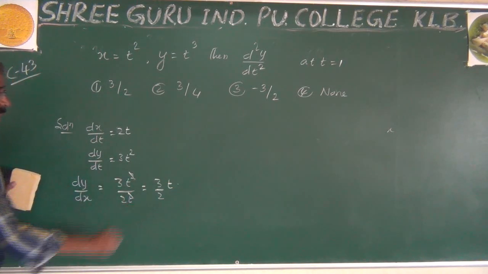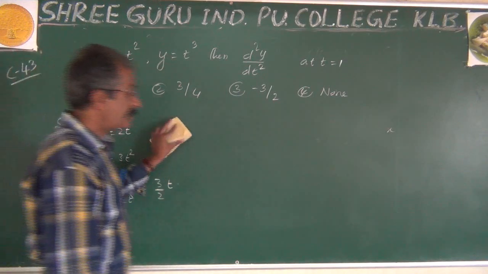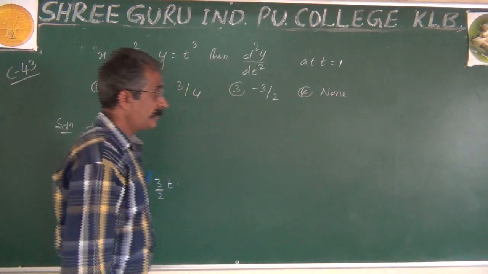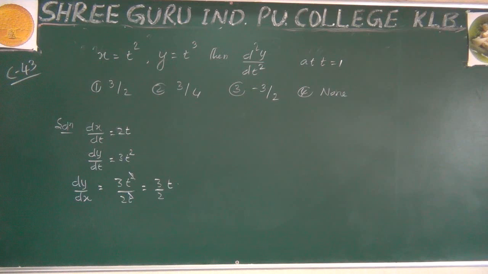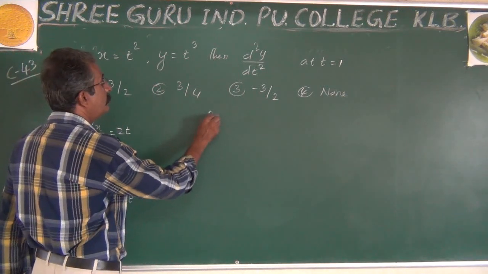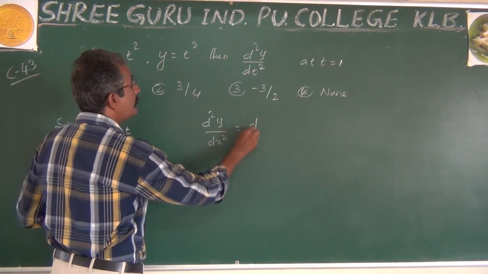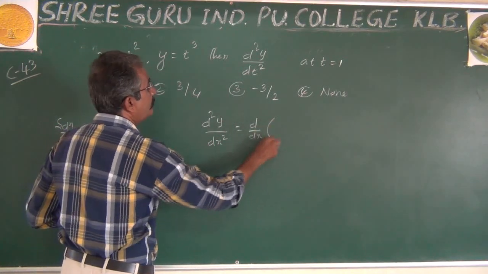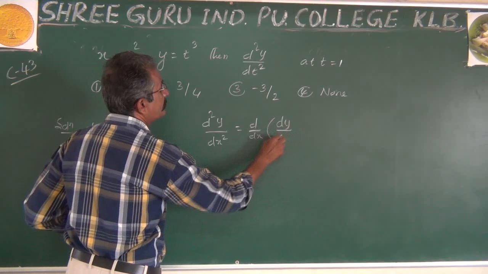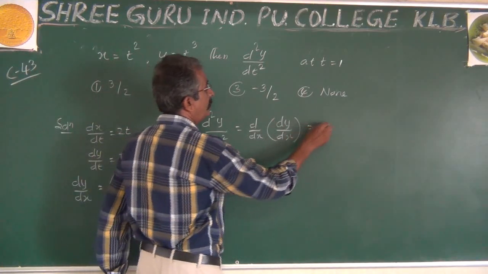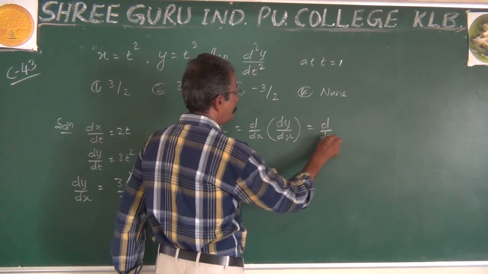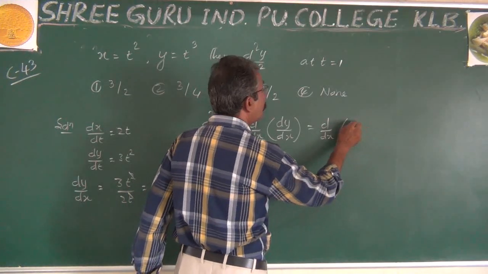Here t will cancel, giving 3 by 2 t. Now let's calculate d2y over dx2. Keep in mind you are finding the second derivative for a parametric function. Be aware of that. Now d2y by dx2 means the derivative of dy by dx, that is, dy by dx of 3 by 2 t.